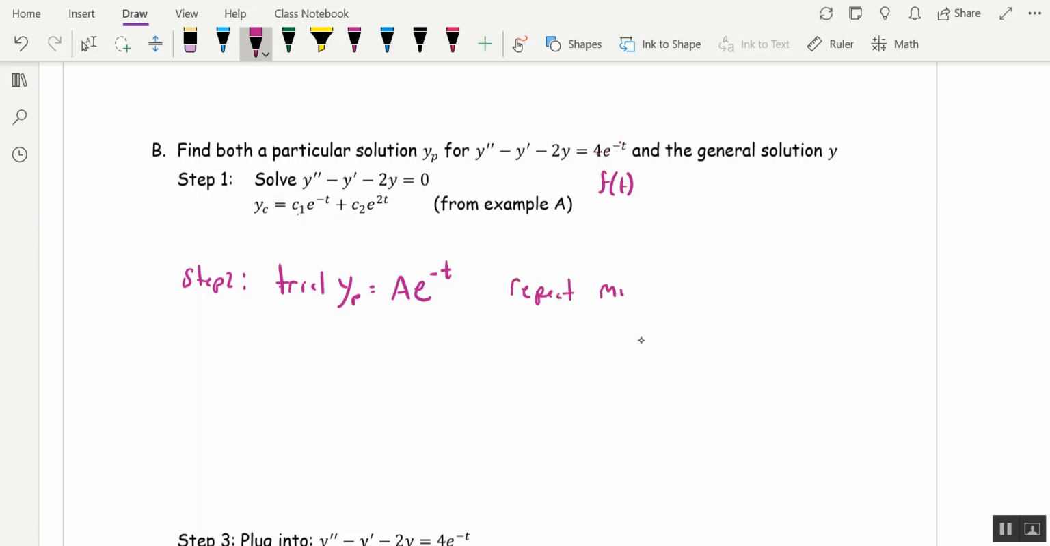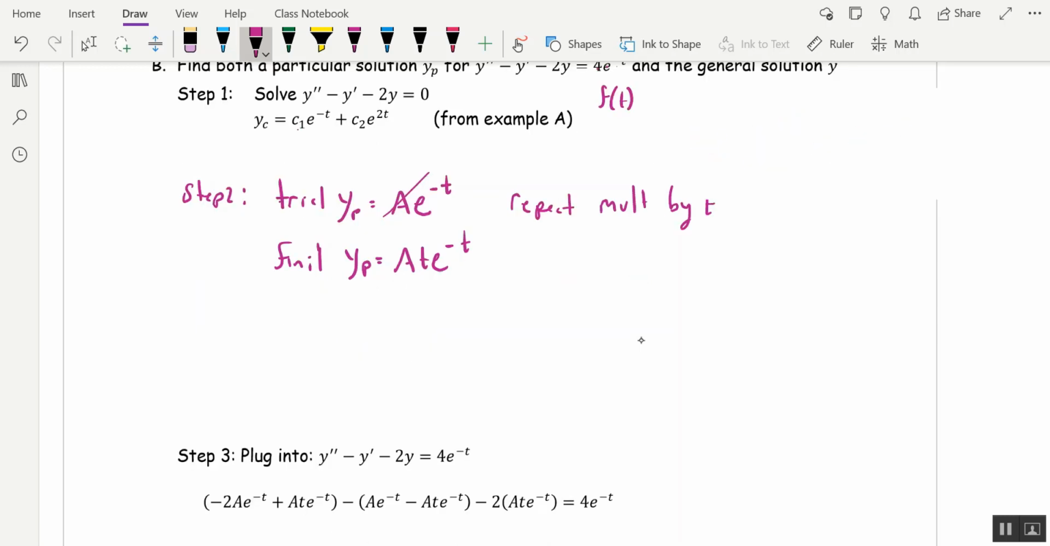So I have to multiply by t. I want the lowest power of t that's going to eliminate duplicates. So my final yp is a t e to the -t. I'm going to cross this out so that at the end I don't go up there and plug in a to that function by mistake. All right, so I think I spelled final wrong there. All right, there we go. Final. I've got my final yp.